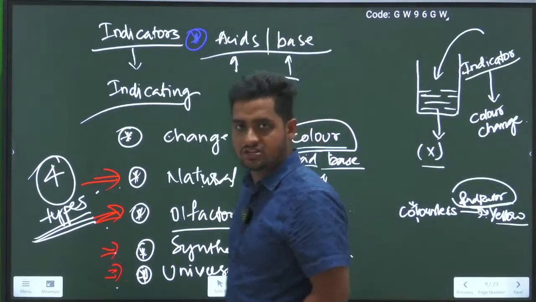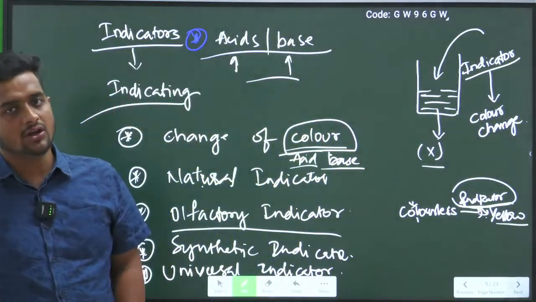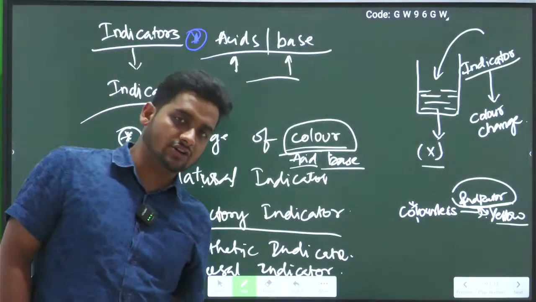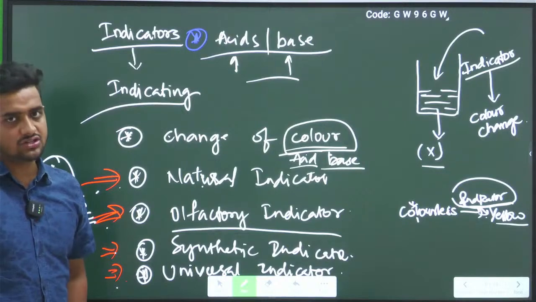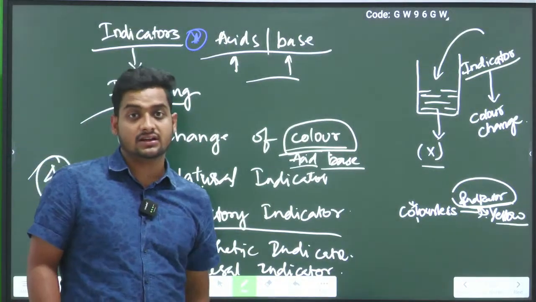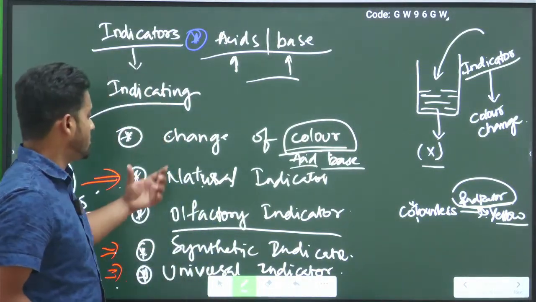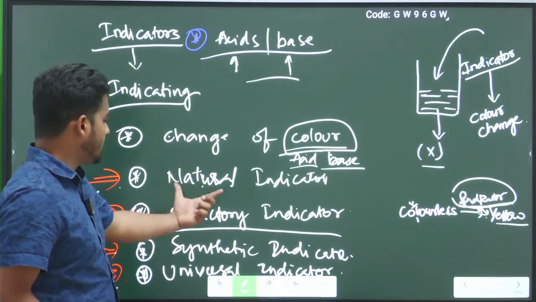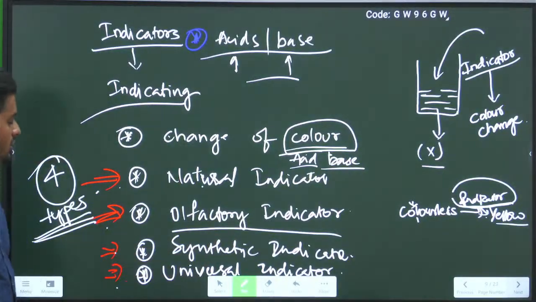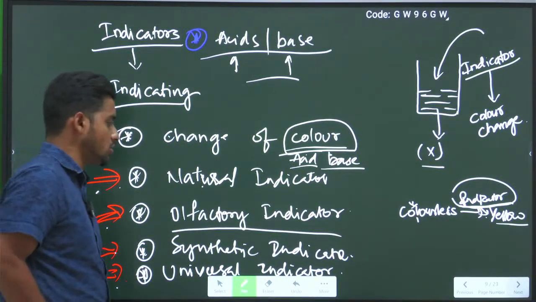Indicator means acid, base, indicator. What are the indicators? Where are we getting those indicators from? Indicators, if you take, they change in color, which you can see with your eyes. So by taking this as a mechanism, taking the indicators, how many types? Natural indicators, olfactory indicators, synthetic indicators and all.